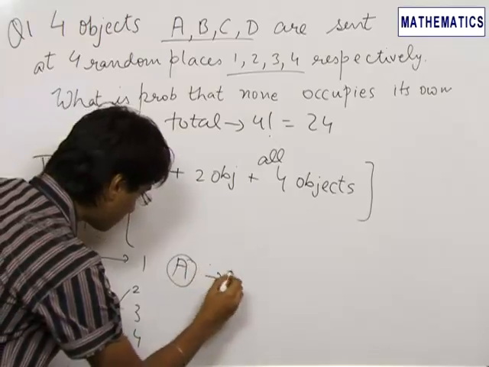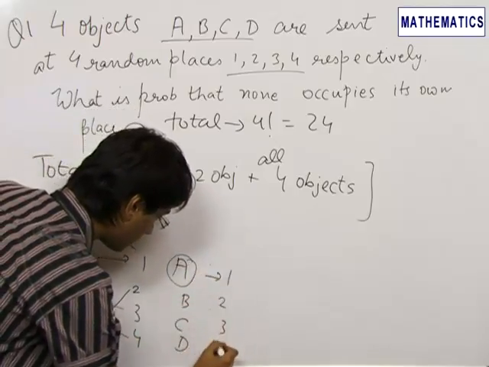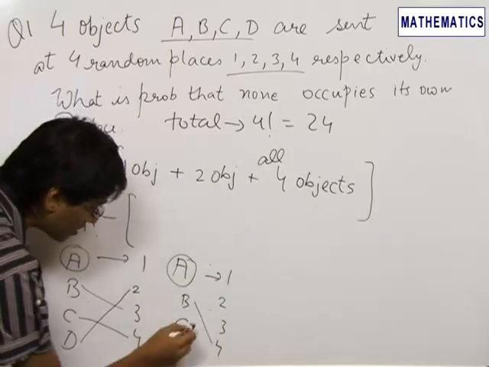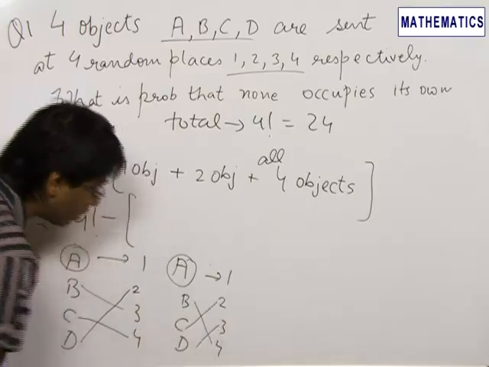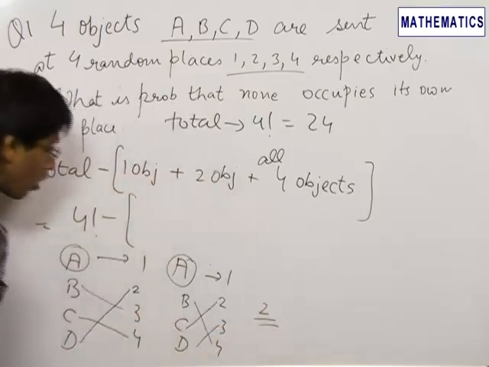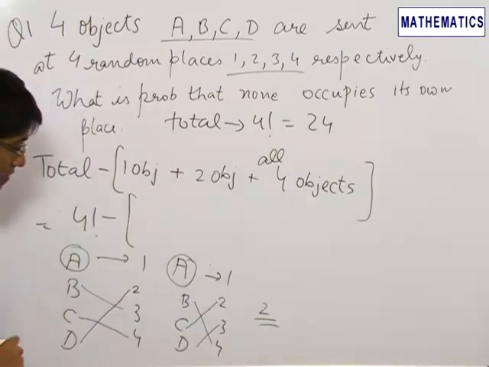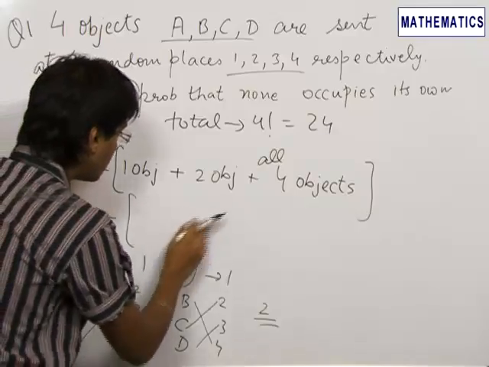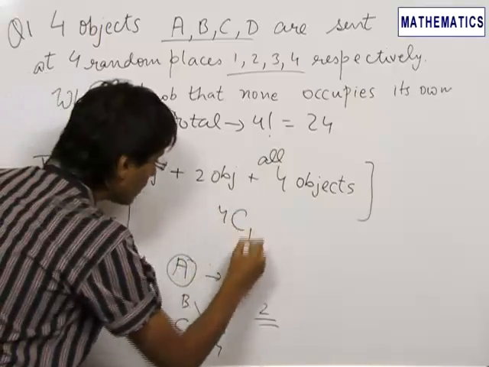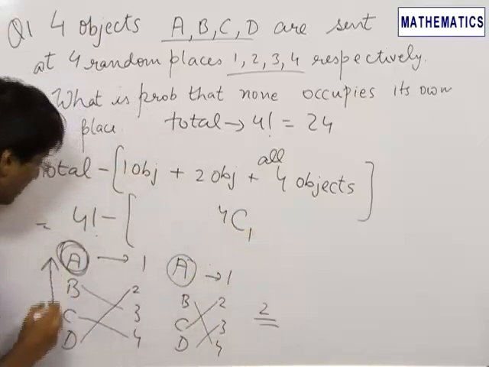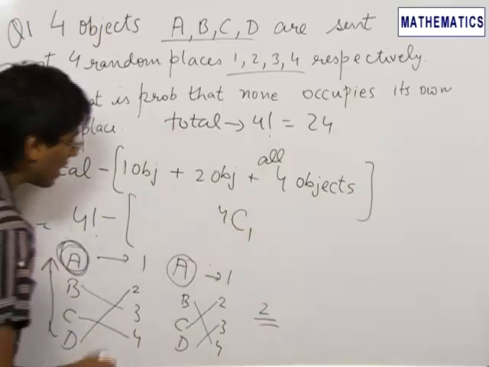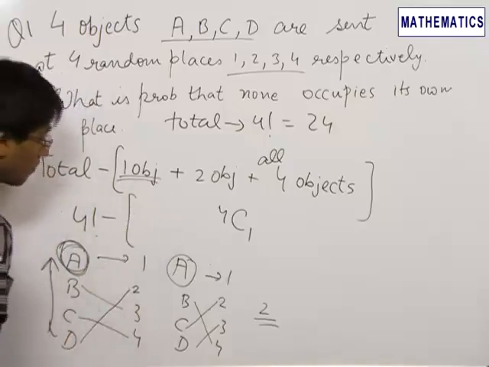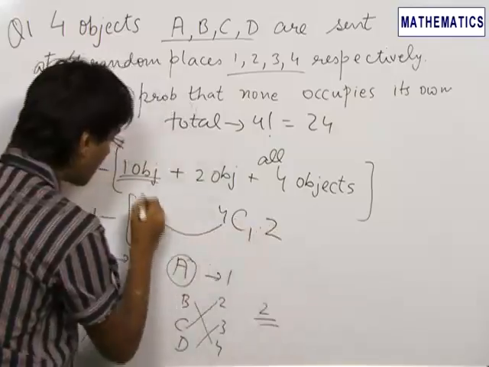Or B can be sent instead of 3, which we took in the first case, to 4. Now C cannot go to 3, so it has to go to 2 and D to 3. So there are 2 ways in which the other 3 objects B, C and D don't go to their respective places. But in this case we have fixed A, and there are 4C1 ways, that is 4 ways of choosing that object that has gone to its respective place. So the total number of ways in which, out of these 4 objects, one object goes to its respective place is 4C1 into 2. This is the answer for this part.